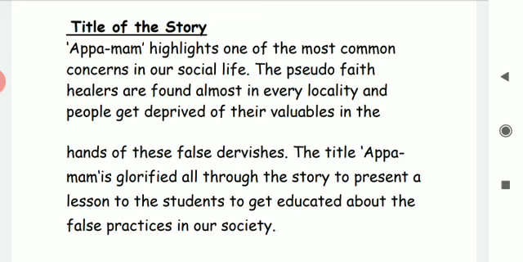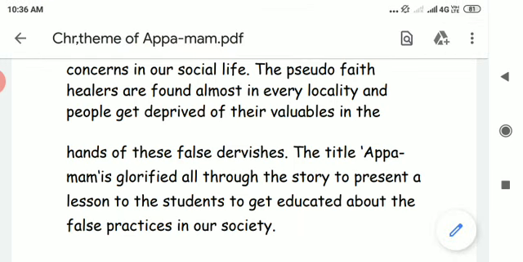Now let us try to understand the title of the story. Appa-Mam highlights one of the most common concerns in our social life. If you see people like Appa-Mam, they are always in any society, everywhere. You find them in any locality. The pseudo faith healers are found almost in every locality, and people get deprived of their valuables in the hands of these false dervishes. Especially this happens with the women folk when they get involved with these pseudo faith healers, and they are deprived of their valuables in their hands.